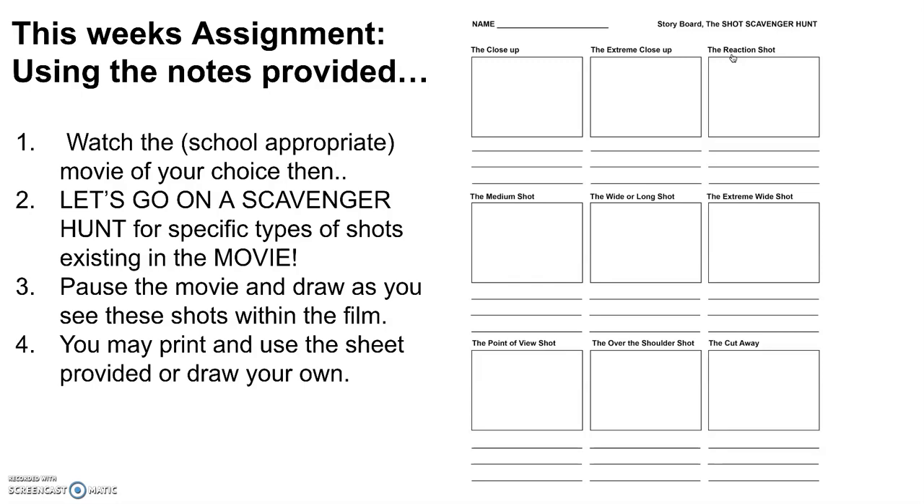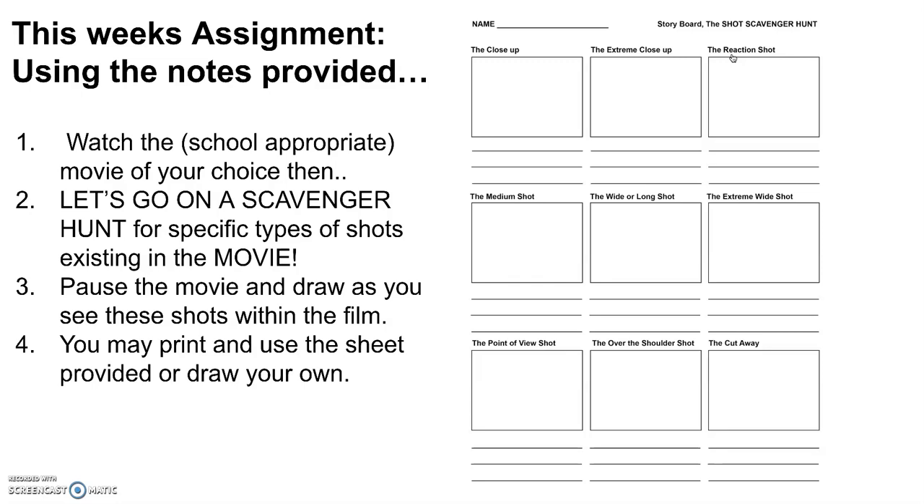This time, I'd like you to watch the movie of your choice, anything school appropriate, and while you're watching that movie, pause it when you see these specific types of shots in the existing movie. You're looking for the close-up, the extreme close-up, the reaction, the medium shot, the wide shot. You can read the rest of them. And when you see one of those shots, pause it.